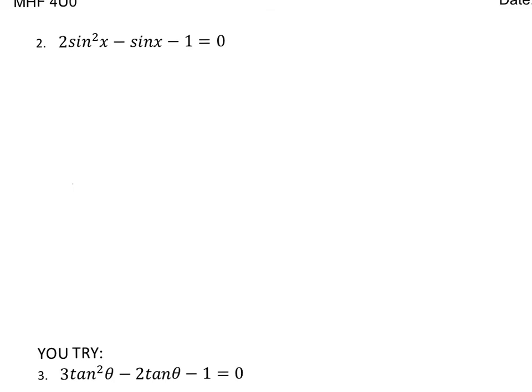Okay, so here in this next one, you can see it's quadratic. It's all in terms of sine. So if I was going to do a substitution, I could do let y equal sine x. And then this quadratic would become 2y squared minus y minus 1 equals 0. So you're solving that by factoring. Okay, so do yourself a favor, try and pause the video and see if you can get it factored by yourself.